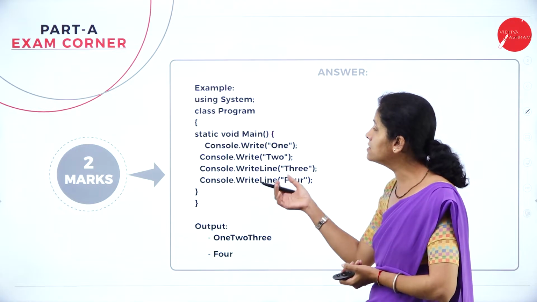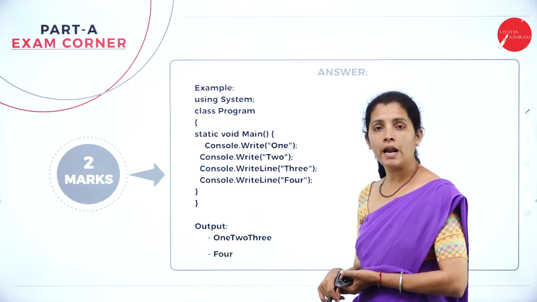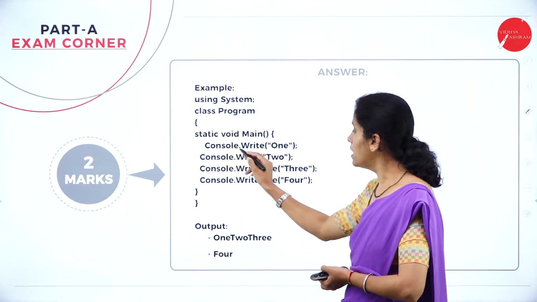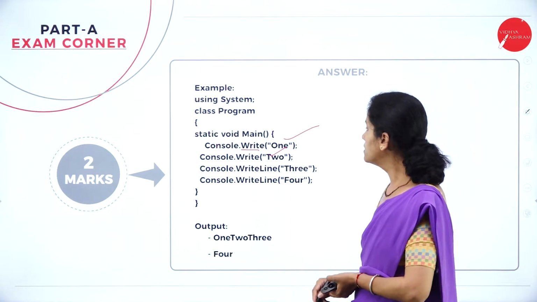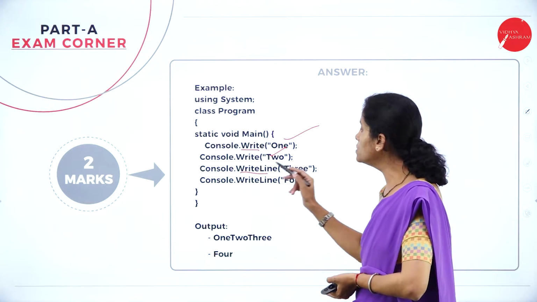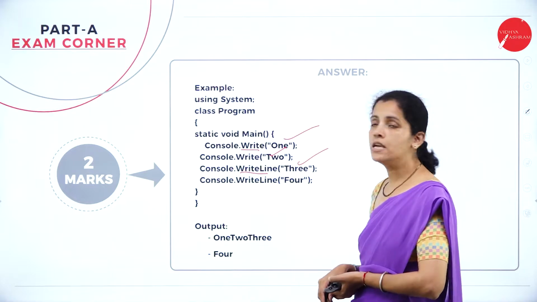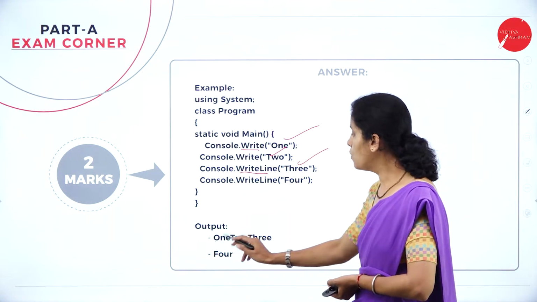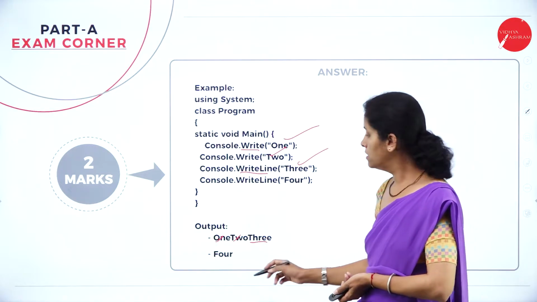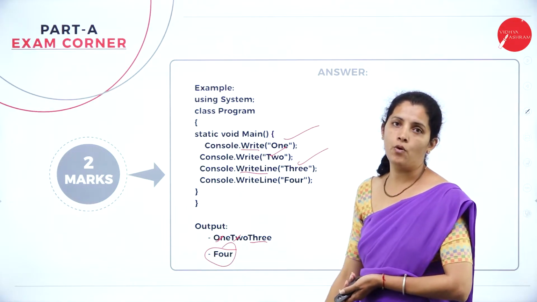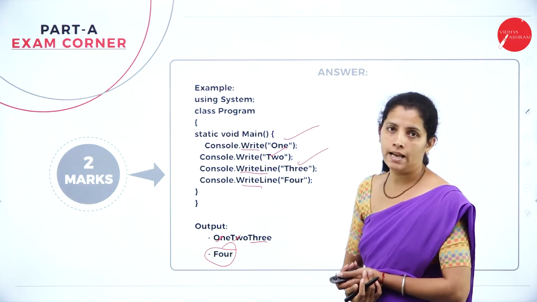Now, dear student, this is the program used to illustrate the difference between Write and WriteLine. So here with Write, I want to write 1, 2. Then I want to use WriteLine. By using WriteLine, I want to display 3 and 4. So here 1, 2, then 3 I will get on the same line. Then in the next line it is 4. So here WriteLine is nothing but the next line.